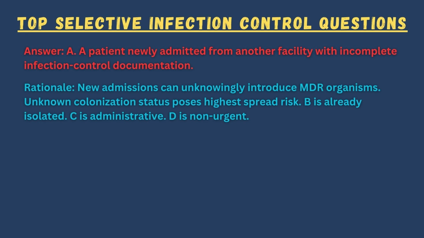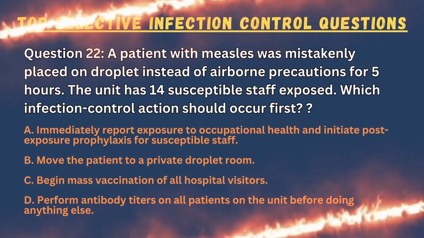Answer: A. A patient newly admitted from another facility with incomplete infection control documentation. Rationale: new admissions can unknowingly introduce MDR organisms. Unknown colonization status poses highest spread risk. B is already isolated. C is administrative. D is non-urgent.